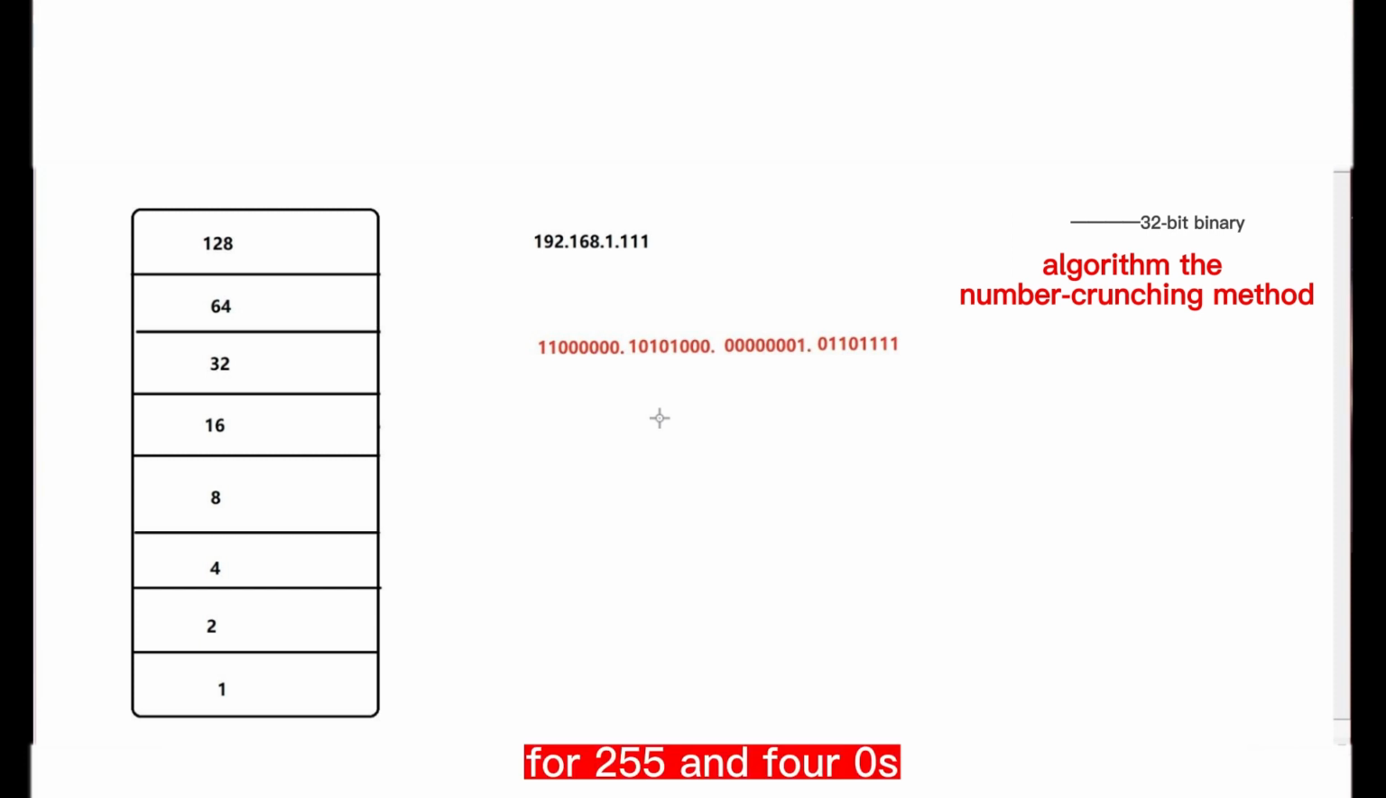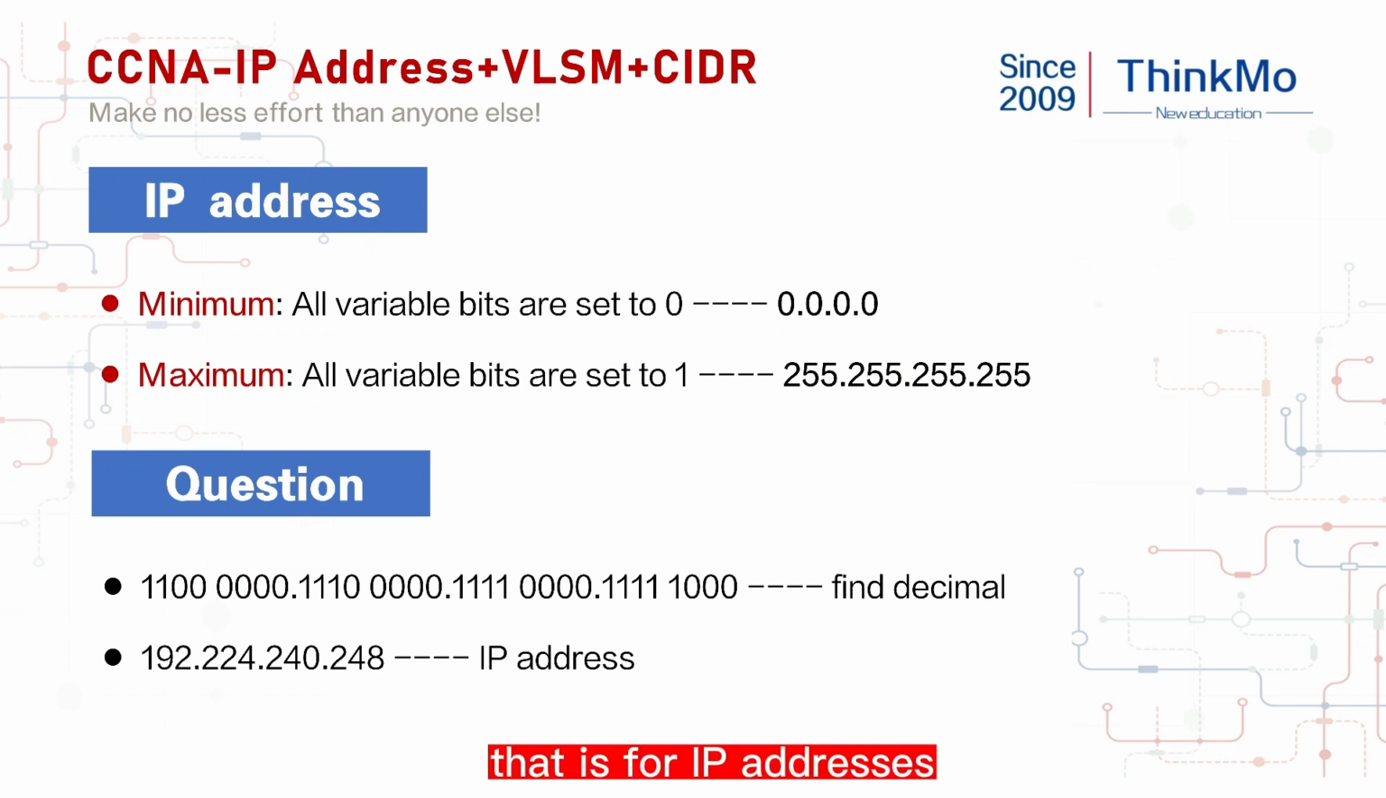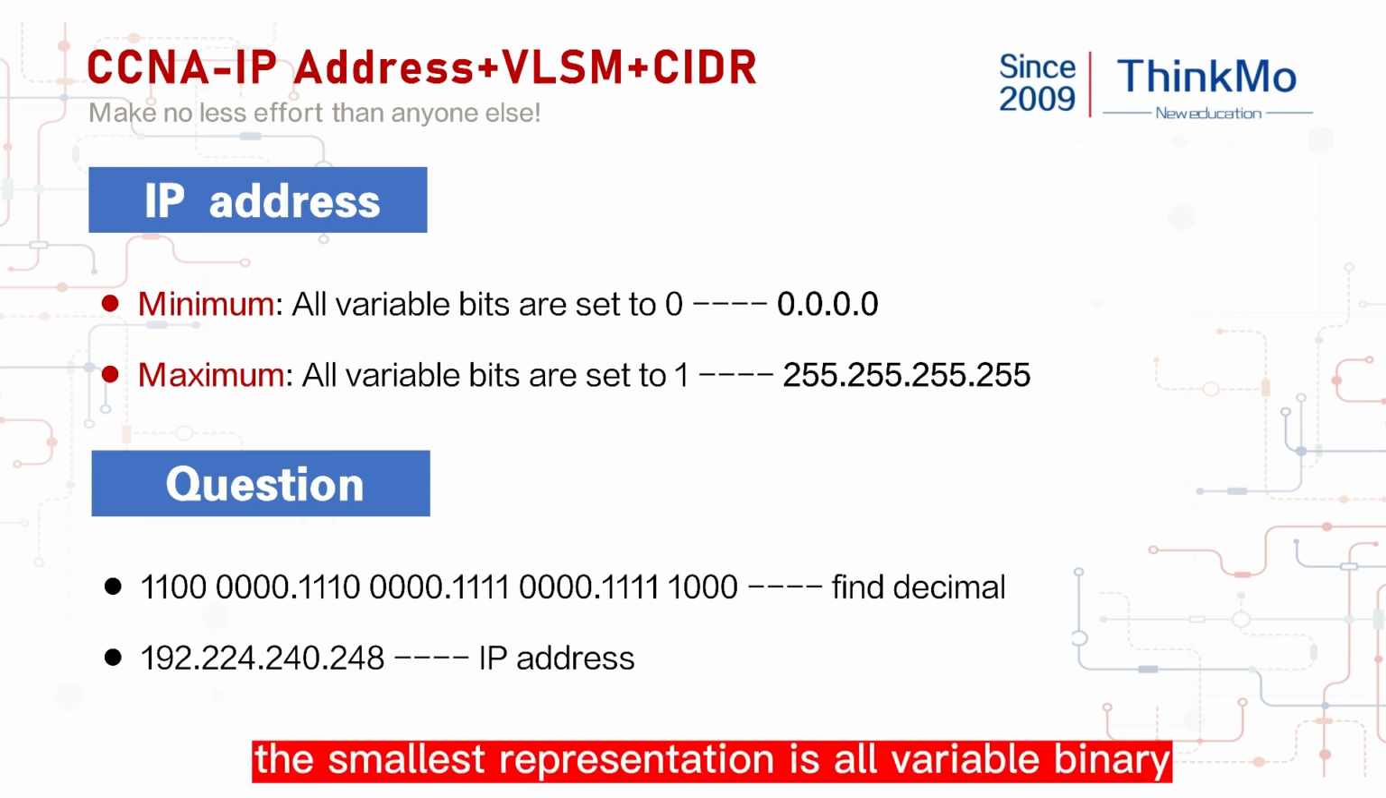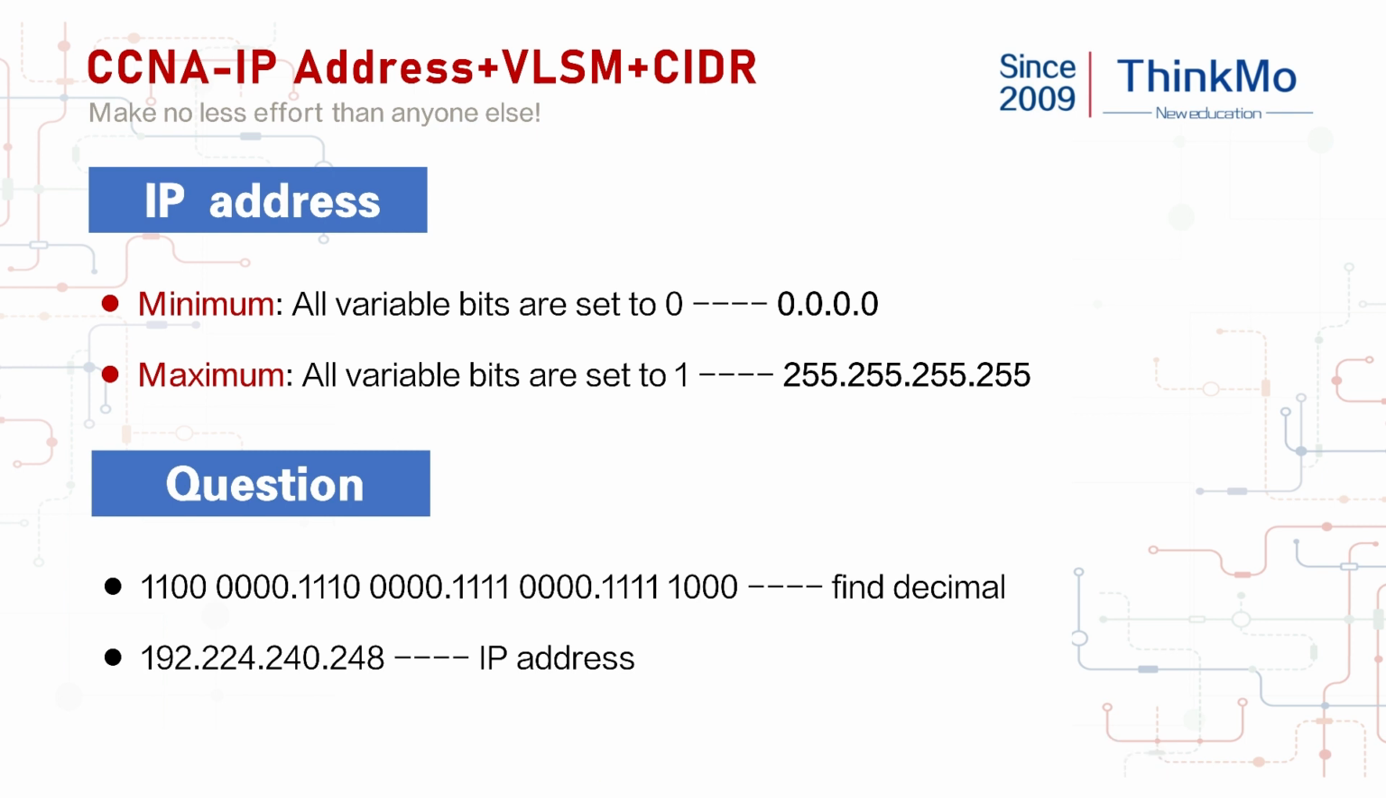Okay. For 255s and 0s. That is, for 32 bits, if all 32 bits are set to 0, it must be the smallest value. That is, for IP addresses, the current max and min are actually pretty easy to calculate. The smallest representation is when all binary bits are set to 0. Actually 32 zeros. Every bit is 0.